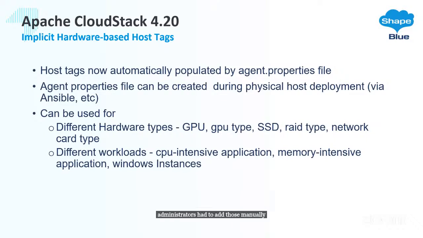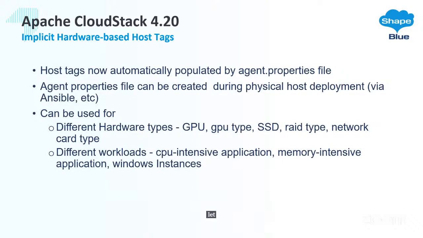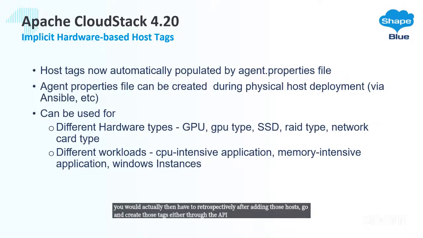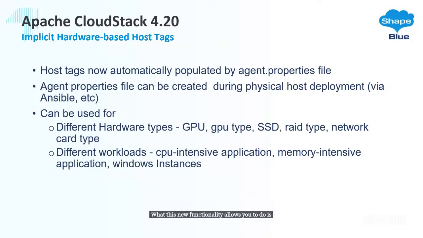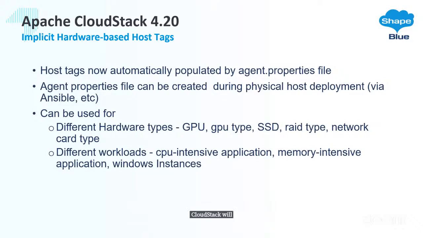Now you could automate it by calling the API, but if you add, let's say, 1,000 new hosts to a large CloudStack environment, and you want to tag those hosts, you would actually then have to retrospectively, after adding those hosts, go and create those tags either through the API or through the UI. And what this new functionality allows you to do is, based on a file that can be deployed on a hypervisor host, CloudStack will then read that file and create tags automatically for that host.